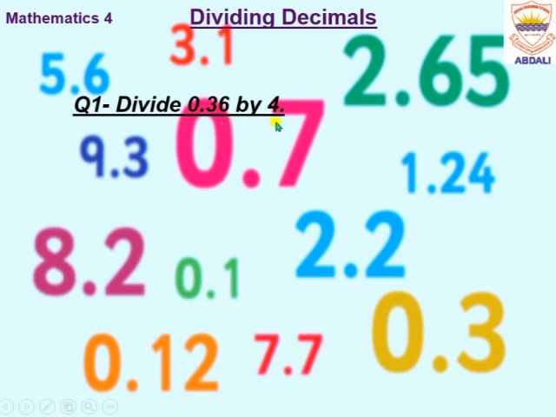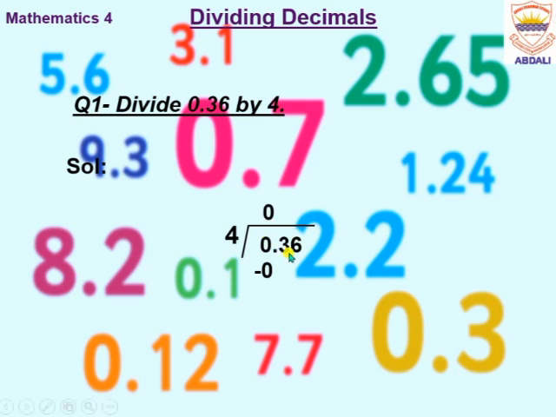0.36 by 4. You can see that we have one digit before decimal. So we will start our division, and firstly we have to multiply 4 by which number? 0, because here is 0. So 4 multiplied by 0 is 0. Now we have to solve 3.